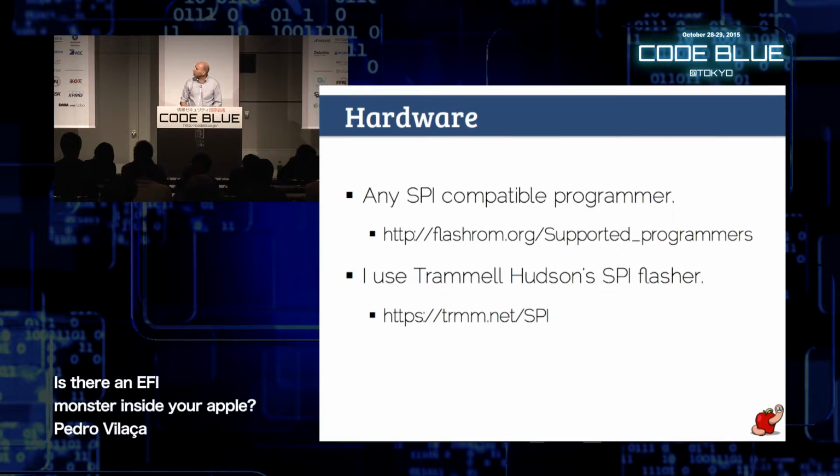What you need in hardware is something that talks SPI, the protocol. You have a list of programmers that are able to do this. You can get an FTDI chip, the 232H, that does this. I use this version from Trammell Hudson, the author of Thunderstrike. The reason is that it works. It's easy to use, it does the job. I don't care anymore about that problem.